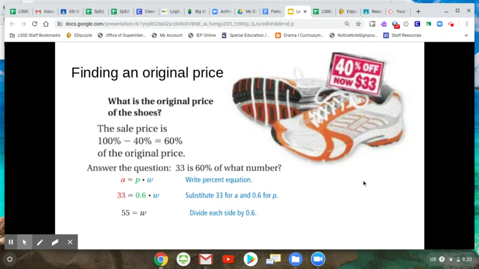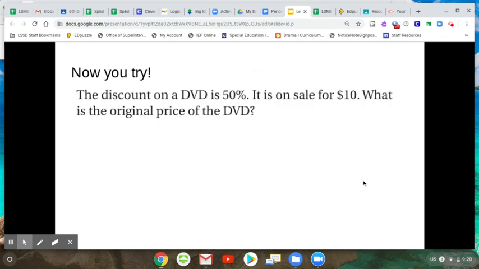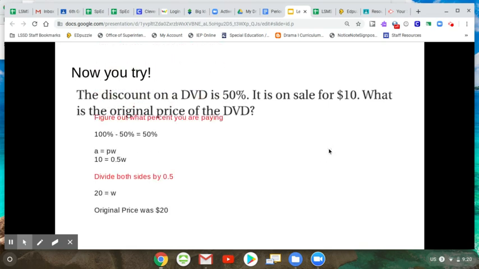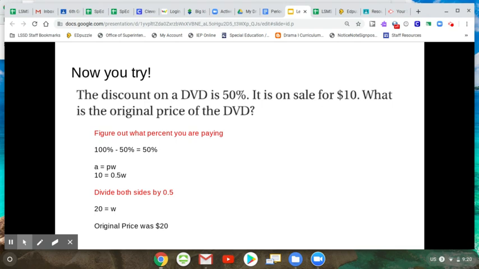All right, your turn to try the process. So we'll pause here so you can answer your question and then come back and check your work. Good, so here is the correct answer. Hopefully you all got $20. This is the process. Please look it over and compare it to your work to make sure that you did it right.